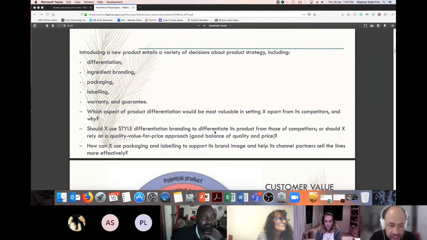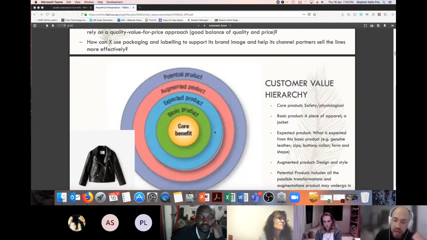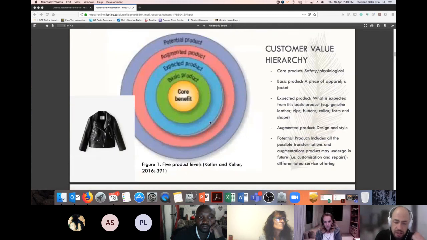Ingredient branding, packaging, labeling, which aspects of product differentiation would be most valuable in setting brand X apart from the competitors? What about H&M's product sets it apart? Then we have the customer value hierarchy. You'll have to work through that, and basically you start with your core benefit, a jacket, and you work all the way out to what the jacket represents, a culmination of all the possible augmentations that can be made.